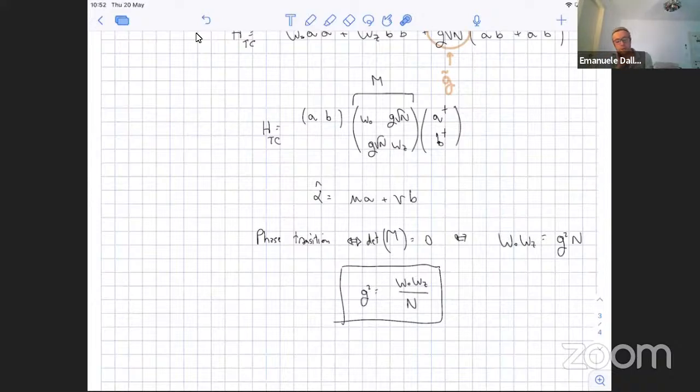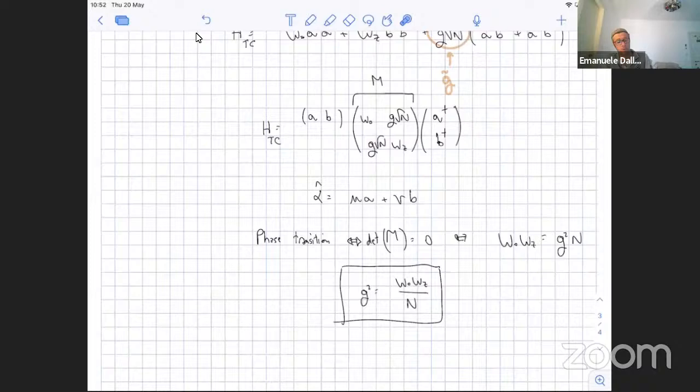Also, in that case, it was just on resonance. So in that case, I assumed that omega 0 was equal to omega z. That's why in that case, I had just g equals omega 0. There are two differences. First of all, omega 0 needs not to be equal to omega z. And then also there is a factor of n that needs to be taken into account.